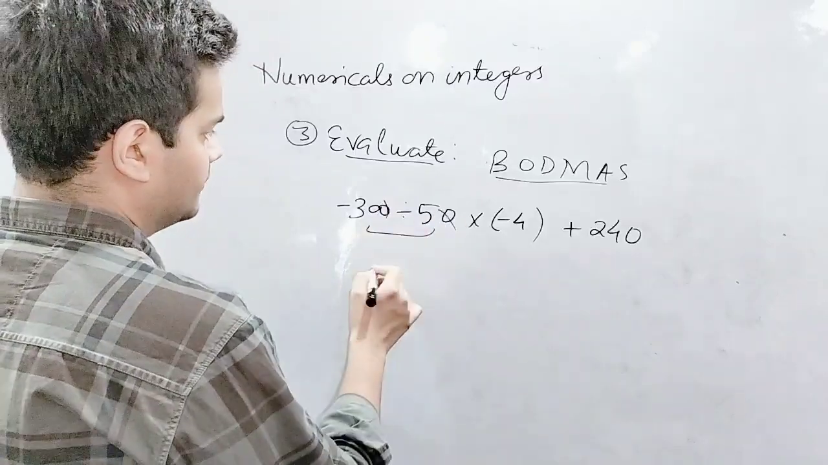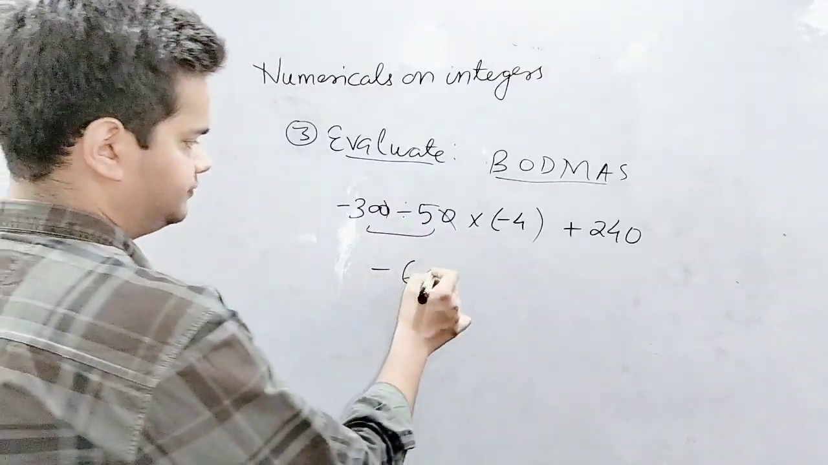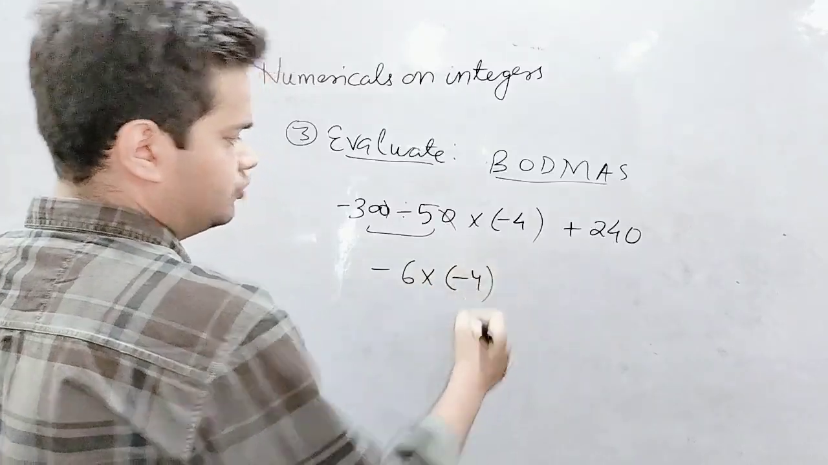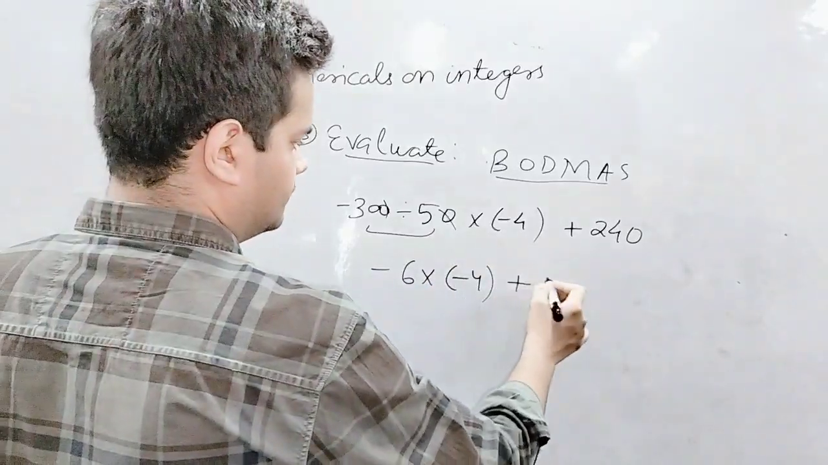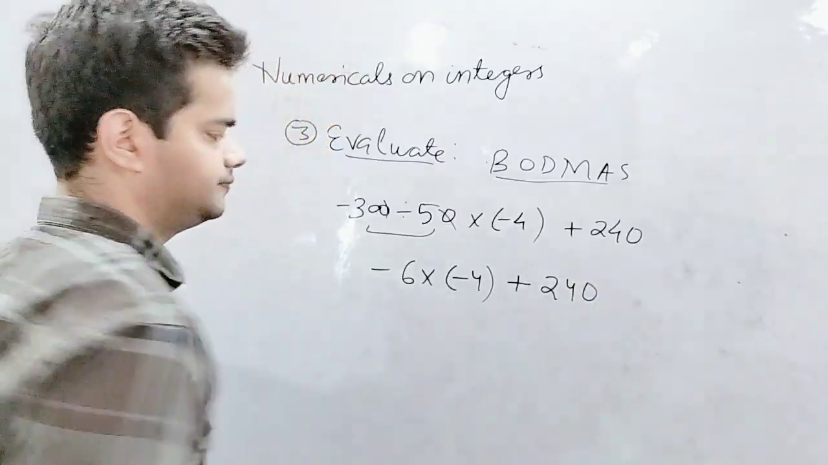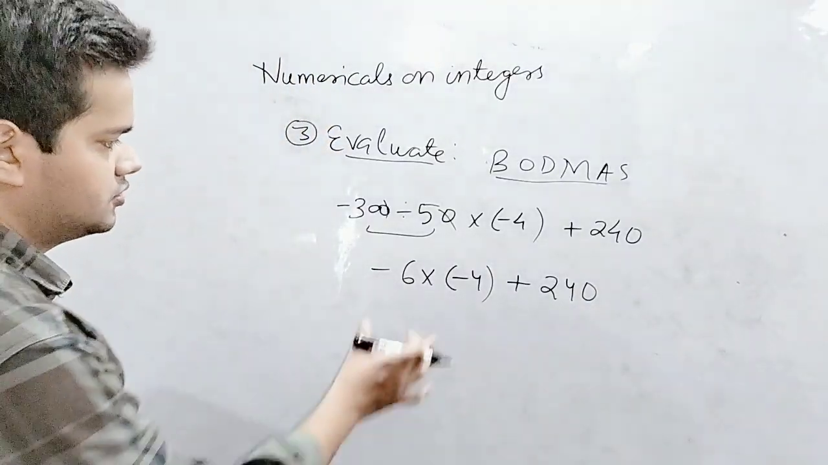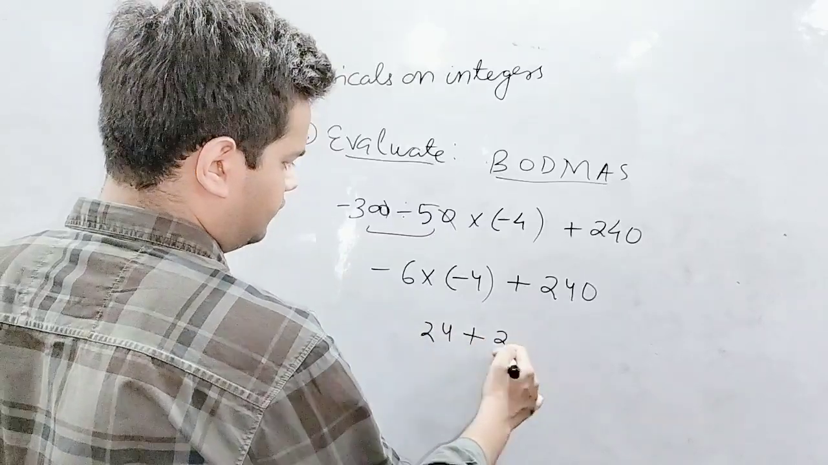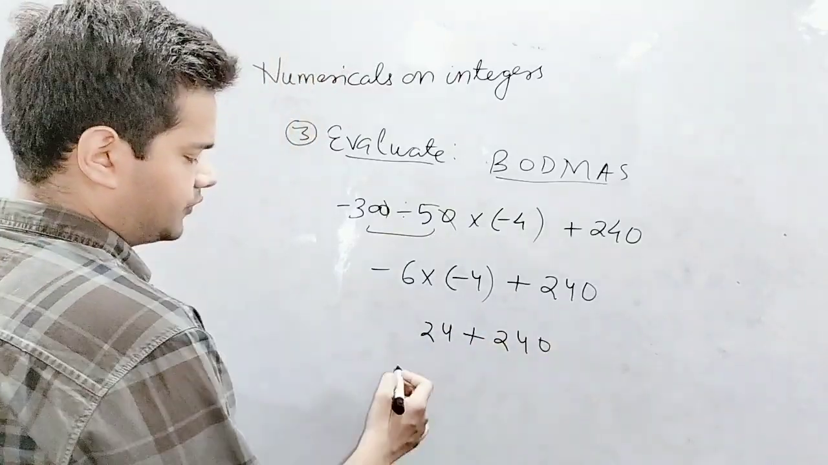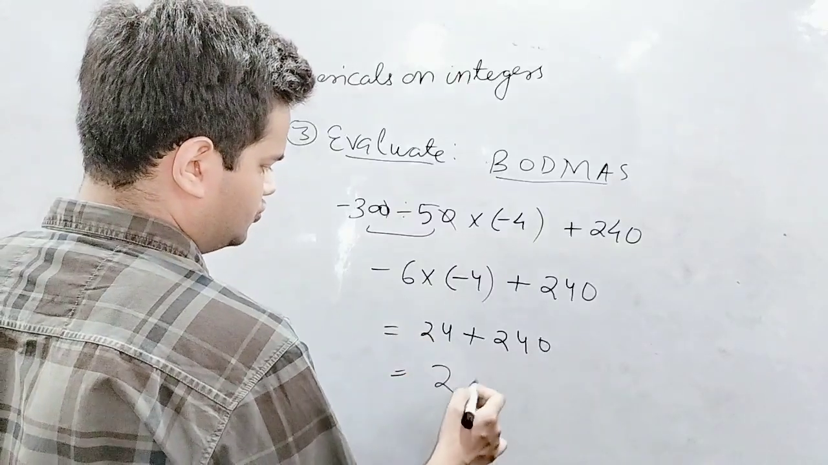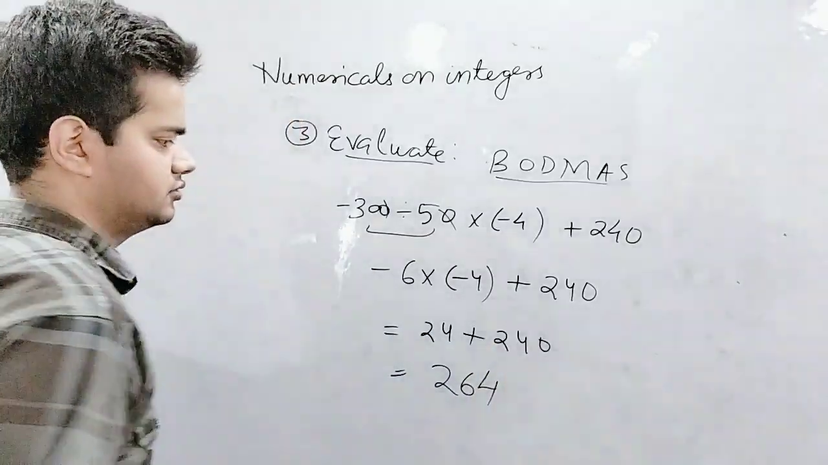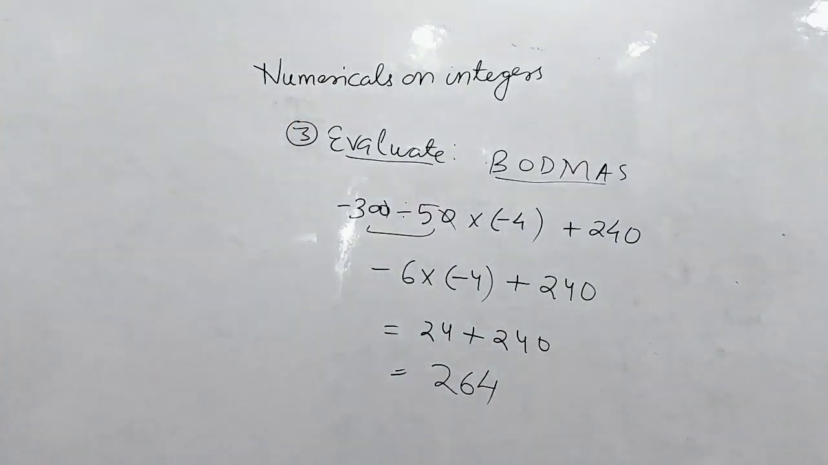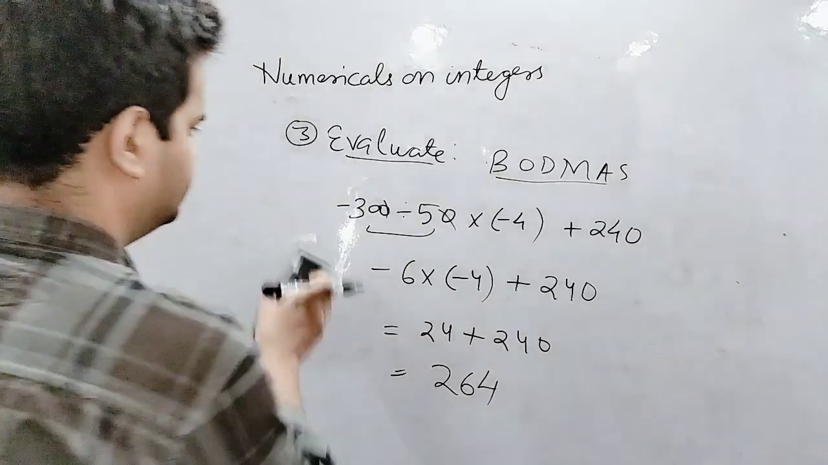So this becomes minus 6 into minus 4 plus 240. Okay, so two negatives together, so this becomes plus 24 plus 240. So this becomes plus 264. Okay, note it down.